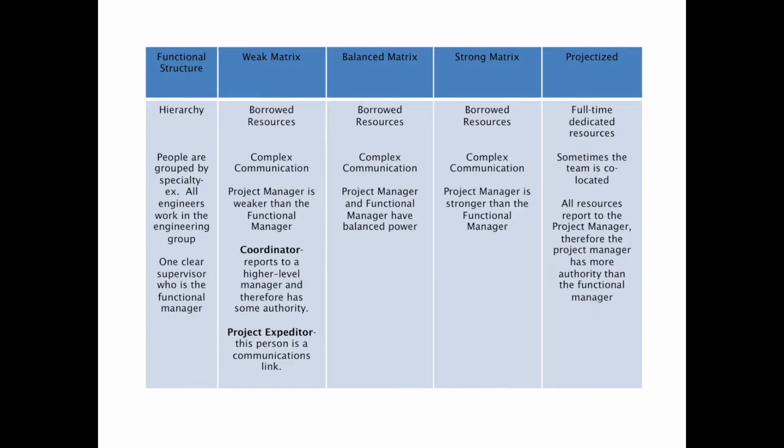When we describe this structure, often we think of it as a hierarchy. People are grouped by specialty. All the engineers work in an engineering group. All the marketing people work in a marketing group. People are clear who their supervisor is. There is one clear supervisor for each worker. We call it a hierarchy. The engineer would work for the engineering supervisor, who works for the engineering manager, etc.